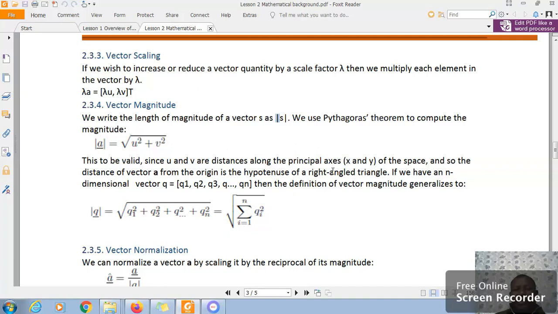triangle. If we have an n-dimensional vector, then we get the sum of squares of those dimensions and get the square root of that. Then we can represent it mathematically as shown here: the sum of squares of the values of the points, and then the square root of that. That's how we get the vector magnitude.